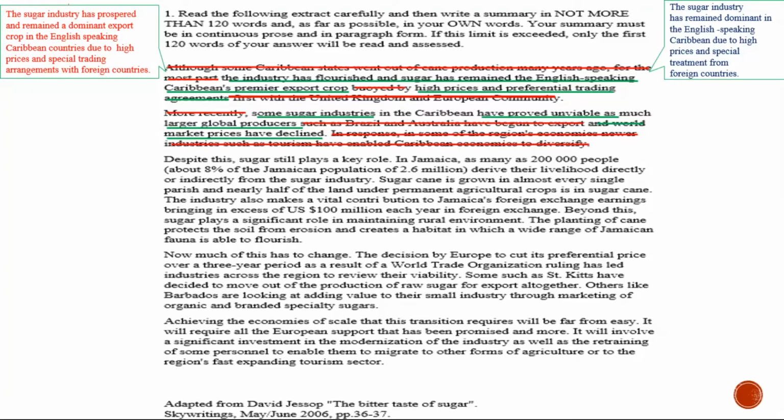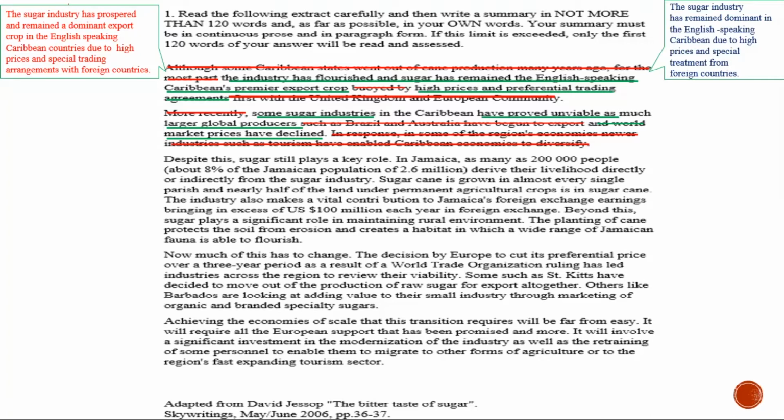We don't necessarily need to use more recently, because we are talking about the rise and fall of sugar. And of course, we know that there is going to be a transition from then to another point. We also do not need the phrase such as Brazil and Australia, because this is clearly an example of large global producers. And remember, in summary writing, we eliminate examples. Now, the last sentence is irrelevant for the most part, but there is one thing from it that I did not underline, and because I'm going paragraph by paragraph, the word industry such as tourism.